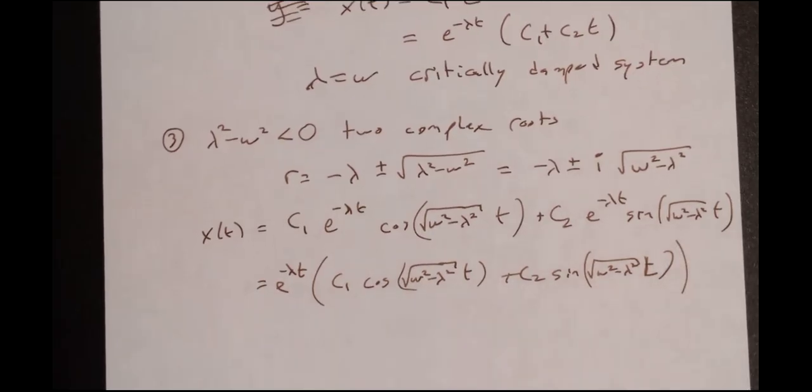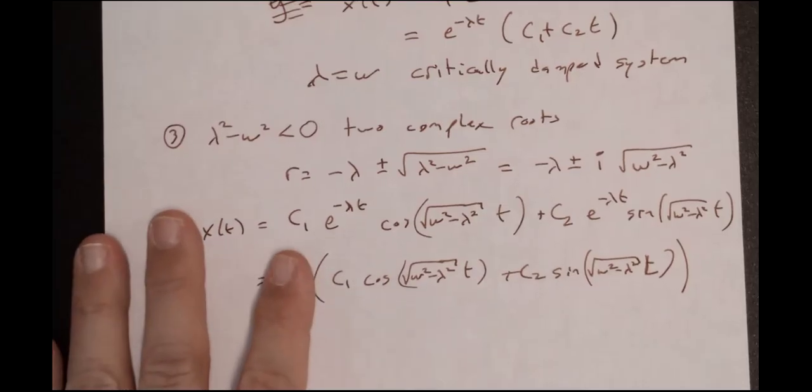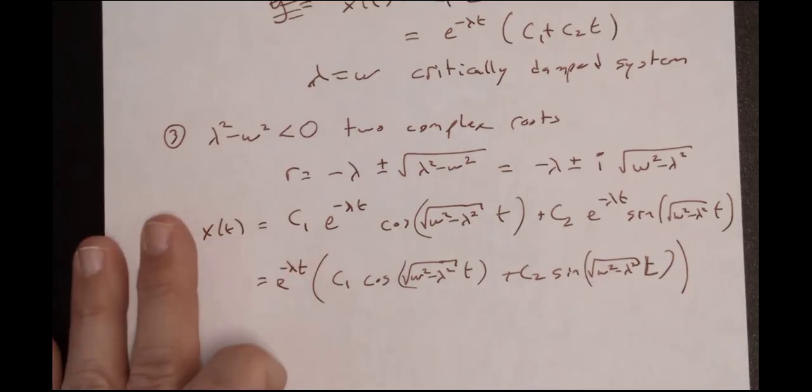Now, what the hell's going on here? That piece, the stuff inside the parentheses, what's it doing? That's our oscillation, right? That's the spring bouncing back and forth. So what's that causing to happen? What's the effect of this piece?